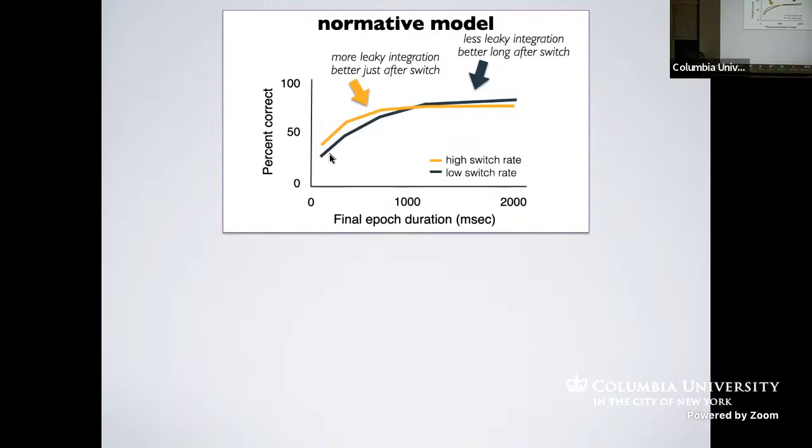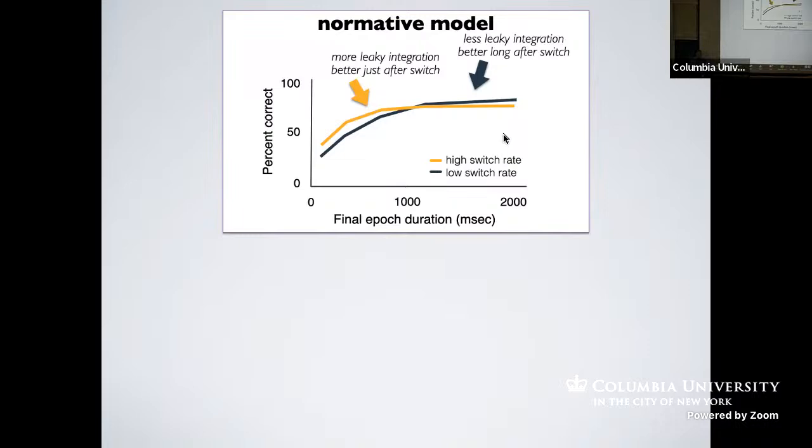under the low switch rate, you actually start off worse just after a switch because you're inappropriately accumulating information from the wrong direction. But the longer the time goes in this last epoch where things are not switching, the better you should end up doing. Right. And then in the high switch rate condition, you start off better, but you end up worse because you're not integrating as well. So we always in the lab, this is our crossover effect that we're always looking for.